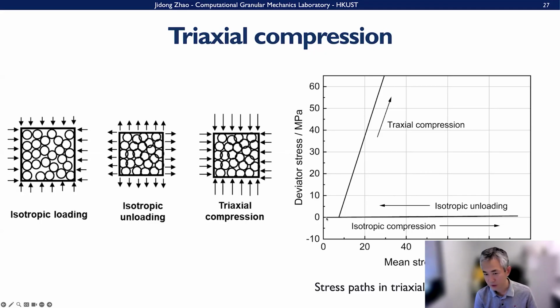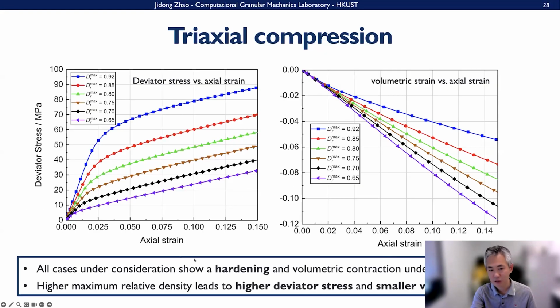And then, so this is the stress path plot. We first go from the zero stress state, and then we do isotropic compression, and then we go back, do this isotropic unloading, and then we follow a triaxial compression line here, okay? So those are the triaxial compression, and those are the responses that we get.